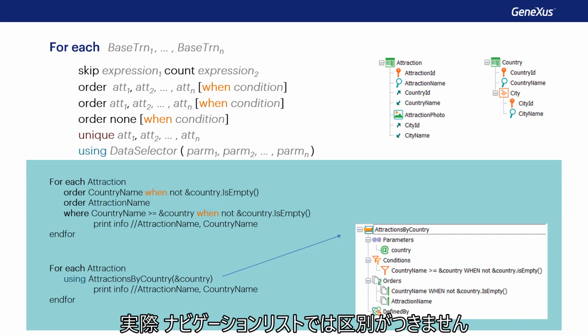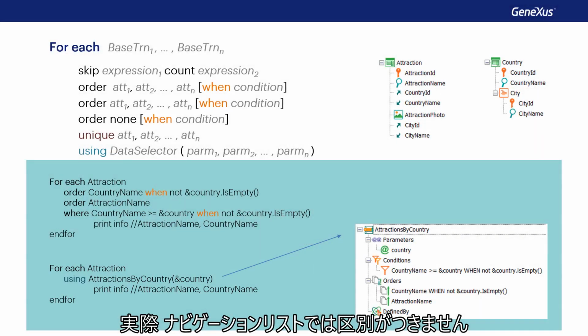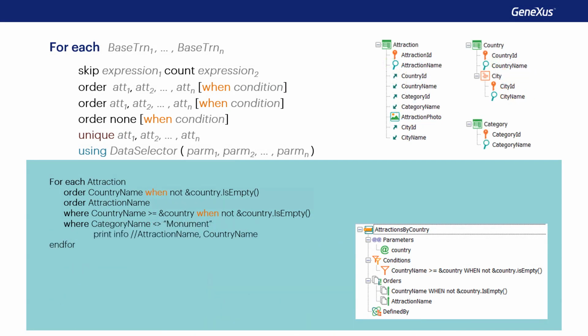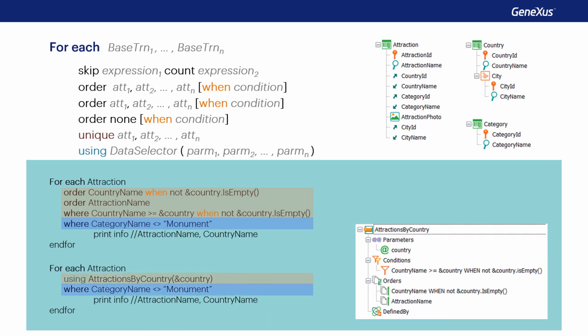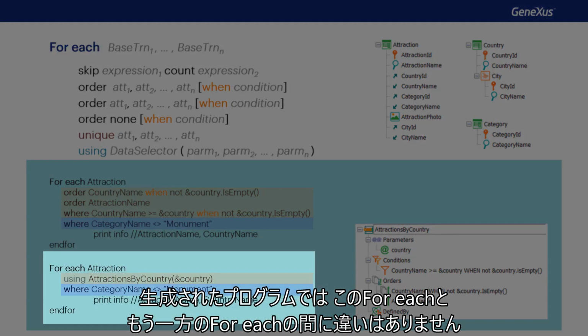In fact, in the navigation list, it will not be possible to differentiate one form from the other. It'll look exactly the same, and there will be no indication of the data selector. This means that order, where, and using clauses can coexist without any problem. For the generated program, there will be no difference between this for each and this other one.